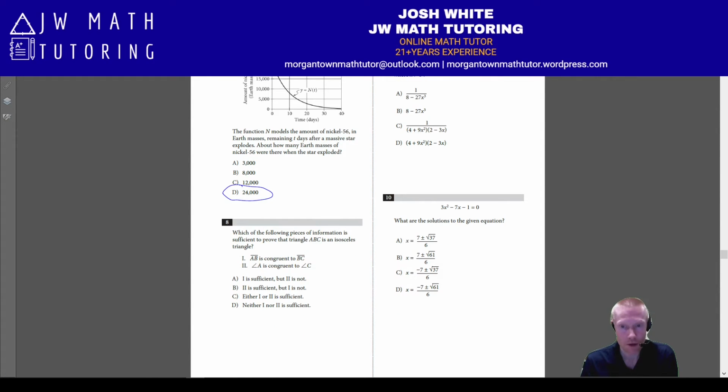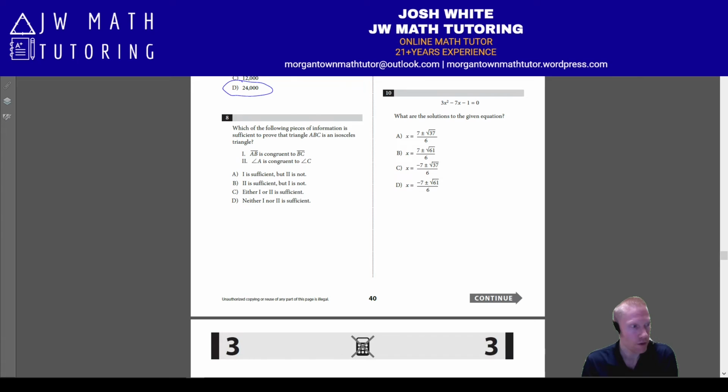Now, problem number 8. Here we have something that's geometry related. It says which piece of information is sufficient to prove that a triangle is isosceles. The first thing has 2 sides being congruent. So in the first example, just sketch out a quick picture here. AB and BC are congruent. So if you were given this picture, do you know that the triangle is isosceles?